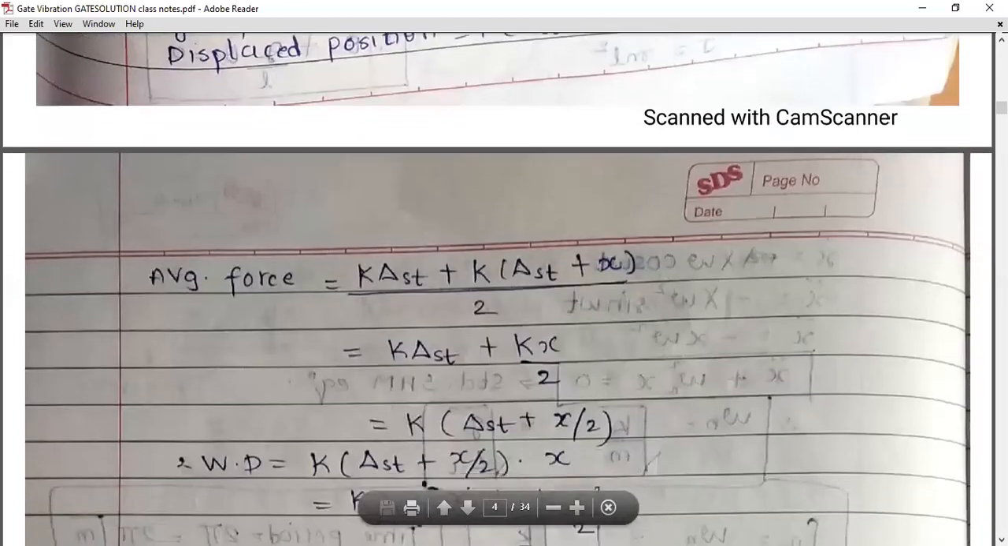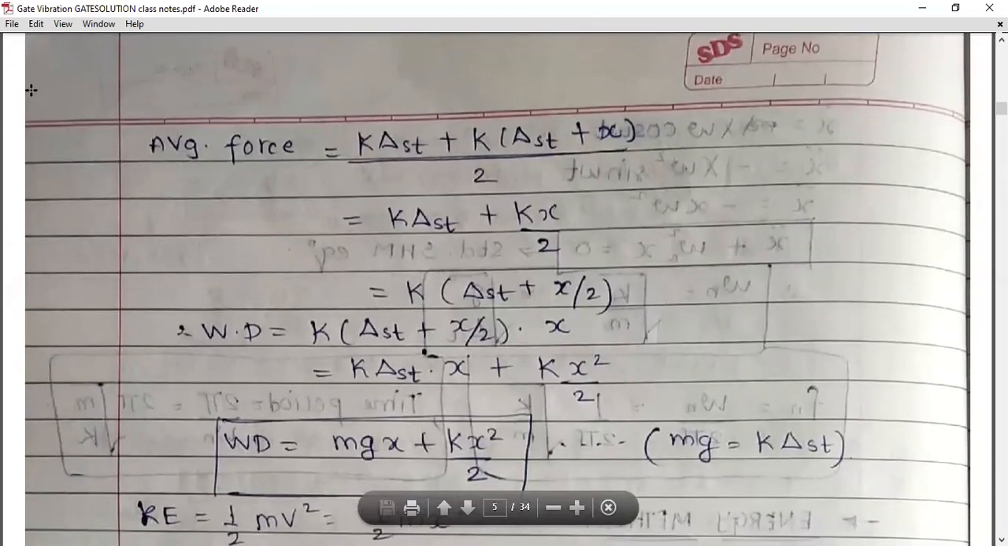Now here you can see the average force. This is the mean position, this is the displaced position, and the average force is this plus this divided by 2. You can see that this can be written as k delta st plus kx by 2. This is your force. Always remember.